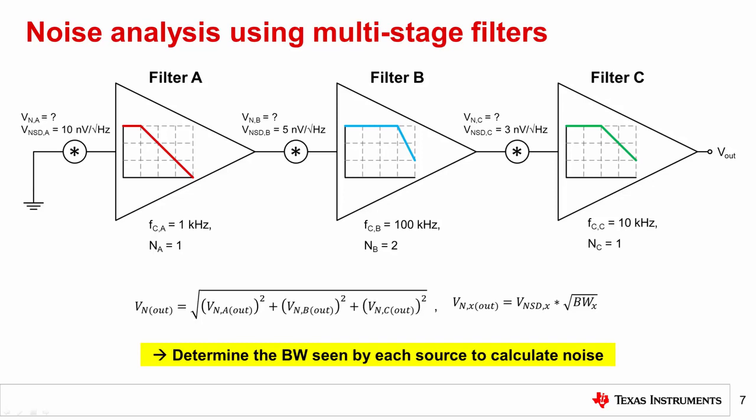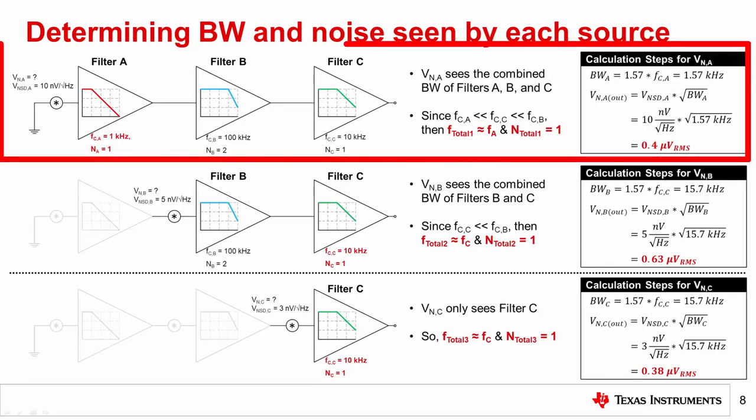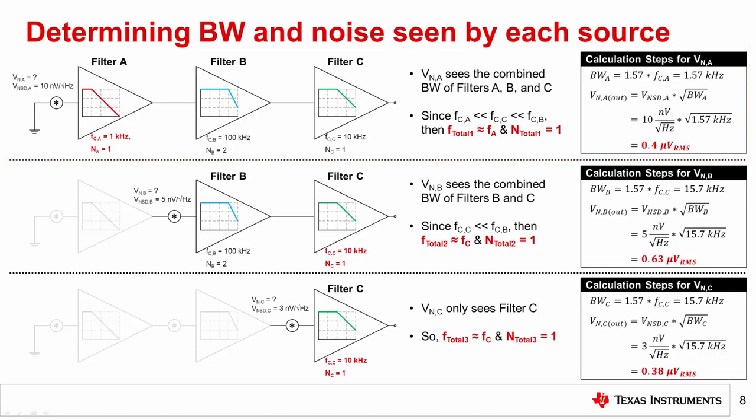To begin, let's look at the frequency response seen by each source. On the top portion of this slide, noise source A sees all of the downstream filters, so you must calculate the combined response by adding each filter point by point. However, note that filter A's cutoff frequency is at least 1 decade lower compared to either filter B or filter C, so you can approximate the combined frequency response as just filter A's cutoff frequency in order. In this case, a first-order low-pass filter with a cutoff frequency of 1 kHz.